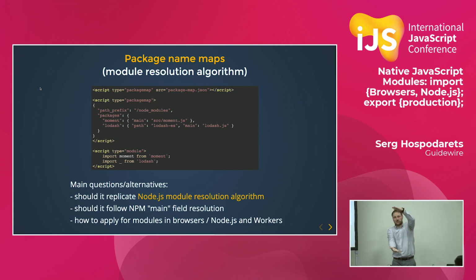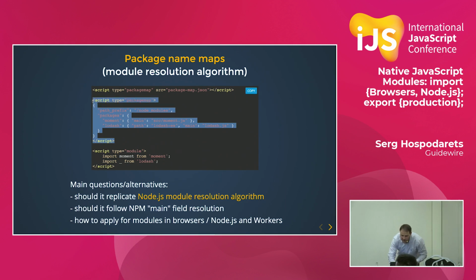Everyone tries to understand how this Node.js resolution order works. Here it is much easier: you define this order by yourself. You can say, hey browser, anytime you're looking for a module and cannot resolve it, look into my folder, for example node_modules, and for moment, go to src/moment.js and just resolve it. For lodash, it's a different path, and so on. After that, all your import moment and import lodash work.